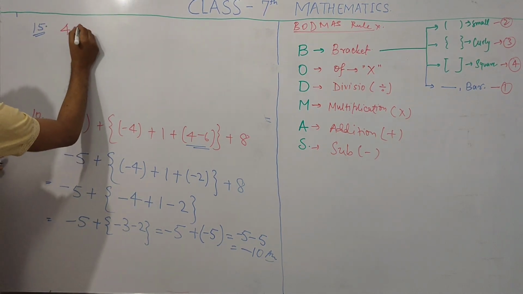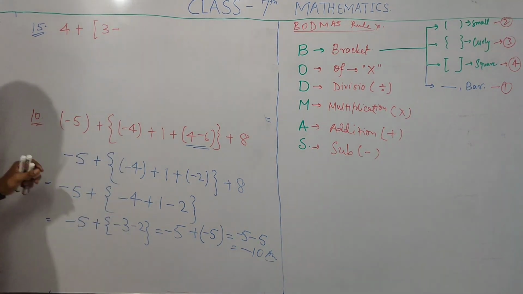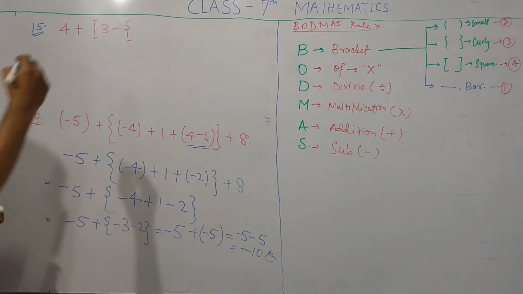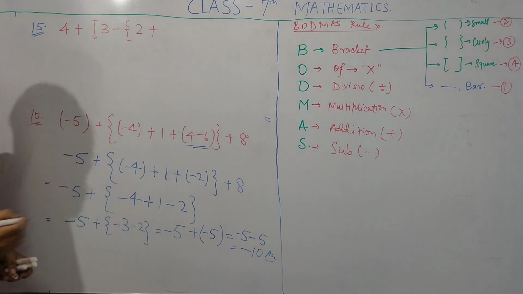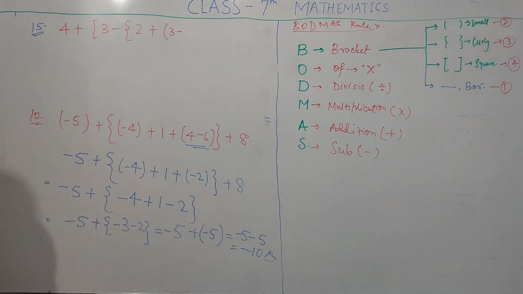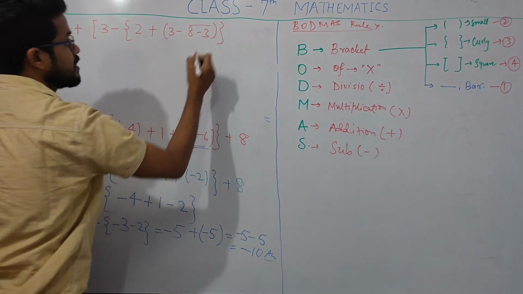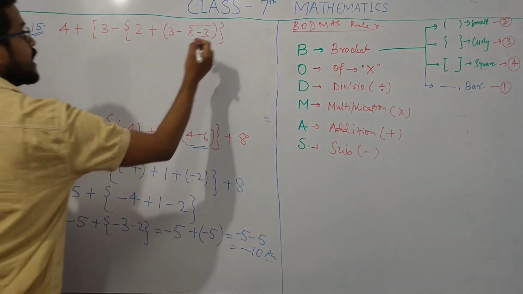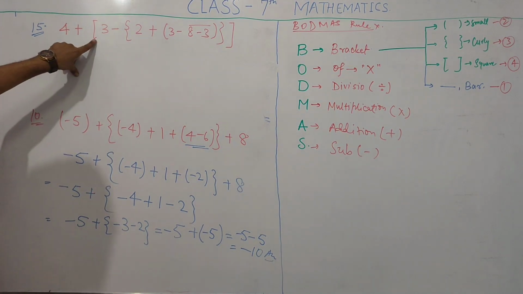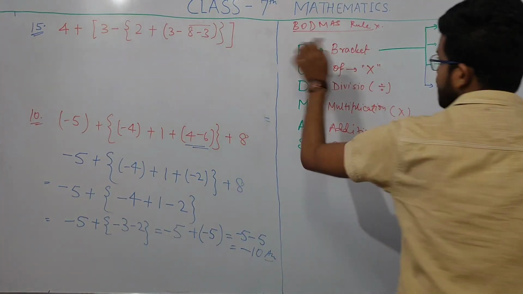4 plus 3 minus curly bracket start, 2 plus small bracket start 3 minus 8 minus 3, and there is a bar. Okay, and this is closed by a square bracket. Look, this is the square bracket, then the curly bracket, then a small bracket, and the last one is the bar.